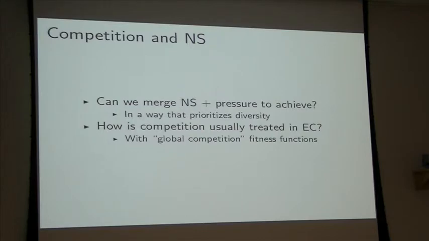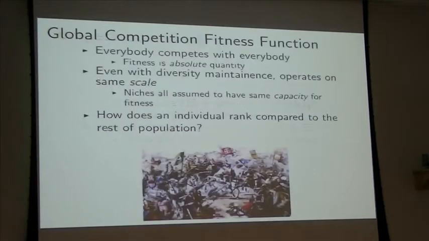And an instructive thing to consider before trying to attempt this project is exploring how competition is usually treated in evolution and computing. And usually this is with a global competition fitness function. What I mean by that is that basically everybody is competing with everybody, and that fitness is this absolute quantity, and no matter if you're a blade of grass or an eagle, you're going to be compared on the same kind of scale.